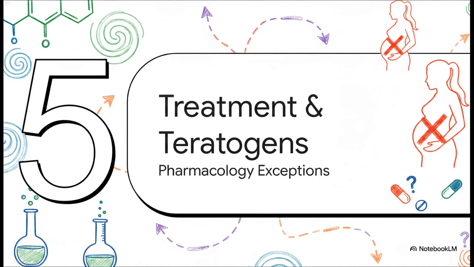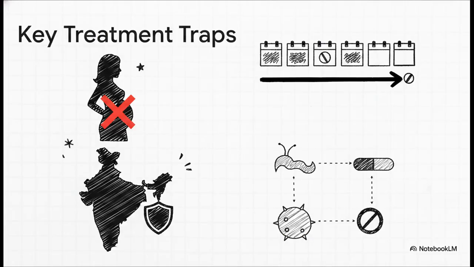Final section, treatment and teratogens. The pharmacology here is basically a minefield of warnings. Let's rapid-fire clear our last 3 traps right now. Trap 5, miltefosine. It's a huge breakthrough because it's an oral drug, but it is highly teratogenic, strictly contraindicated in pregnancy, and it has such a long half-life that females need contraception for 5 full months post-treatment.